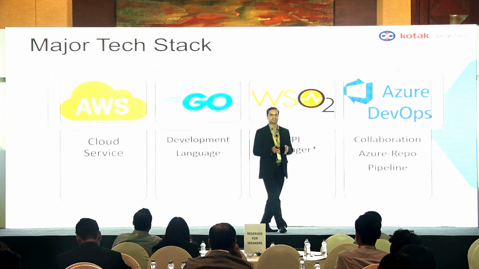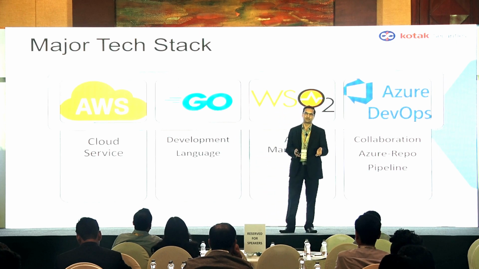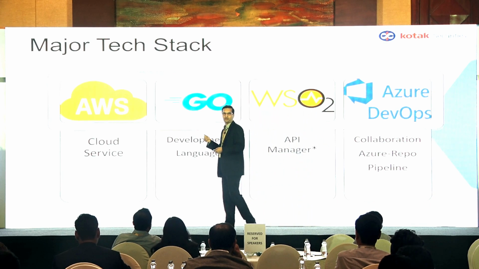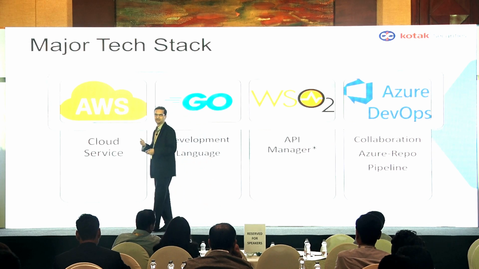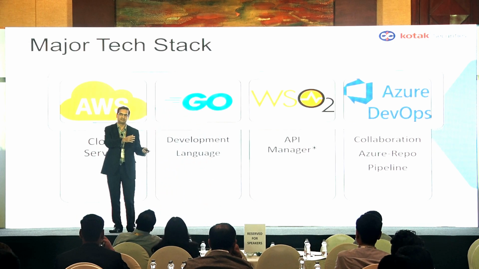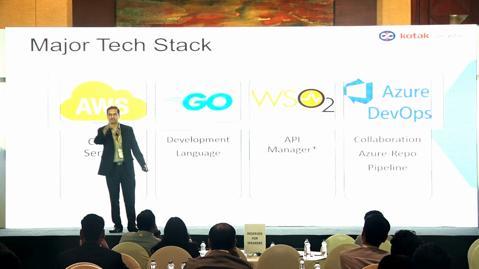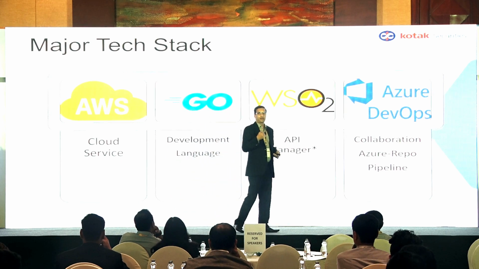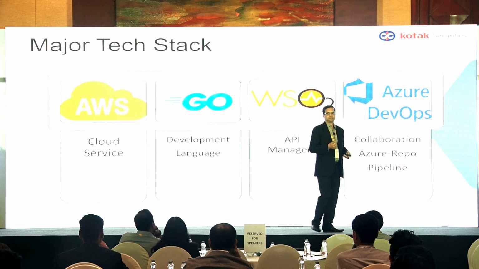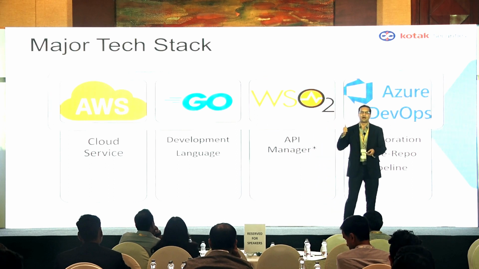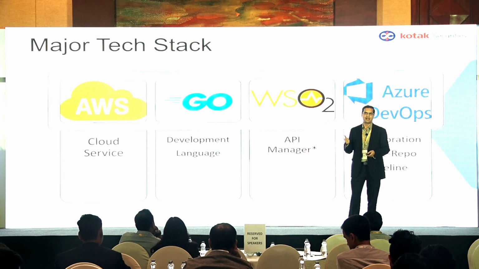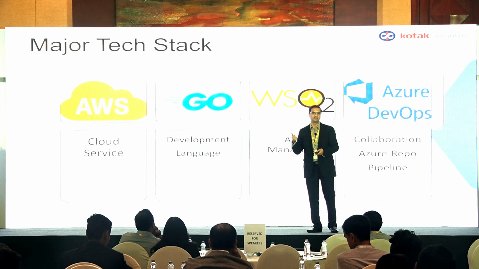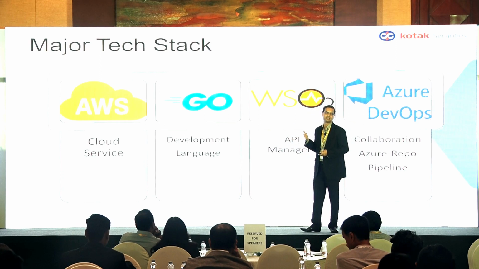The major tech stack we use is primarily AWS for our cloud services. We use Golang for development of services. We use Flutter for our front-end app development. Obviously, it's not part of my DevOps team, but just for information. For the API manager, we use WSO2, where authentication and authorization are taken care of. Along with that, throttling is taken care of at the API manager level.